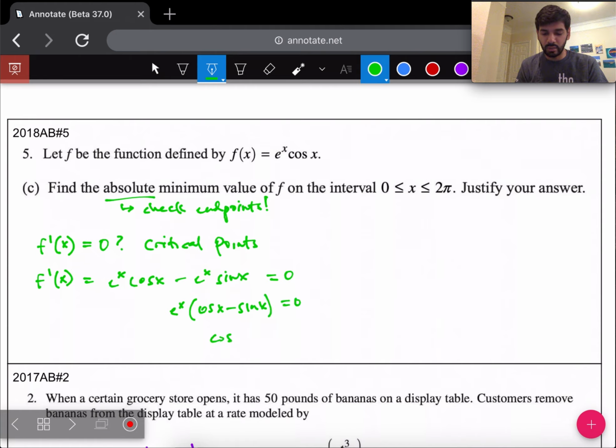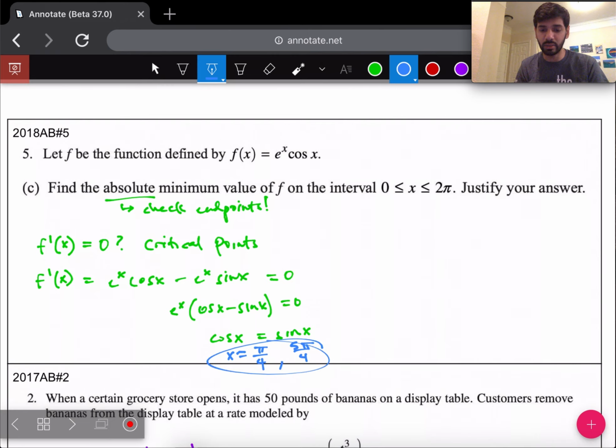Okay, so e to the x does not ever equal 0, but cosine minus sine of x could equal 0. It's when cosine is equal to sine. So this occurs at 2 points. This could occur at x equals pi over 4. That would be at your 45-degree mark on your unit circle when cosine and sine are equal, or in your third quadrant when you have 5 pi over 4. So here's two of your critical points.